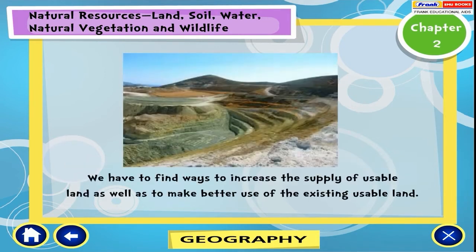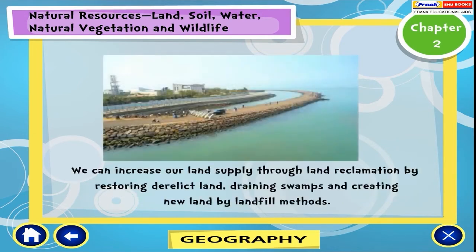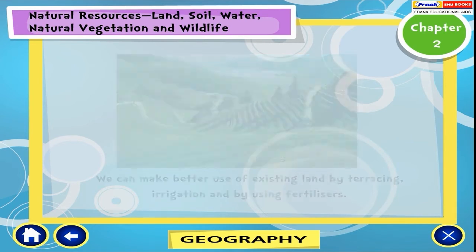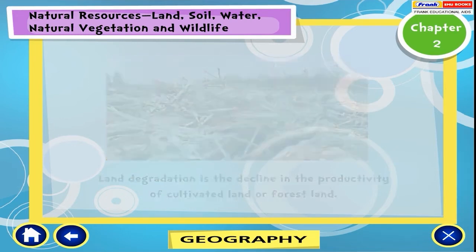We have to find ways to increase the supply of usable land as well as to make better use of the existing usable land. We can increase our land supply through land reclamation by restoring derelict land, draining swamps, and creating new land by landfill methods. We can make better use of existing land by terracing, irrigation, and by using fertilizers. Land degradation is the decline in the productivity of cultivated land or forest land.